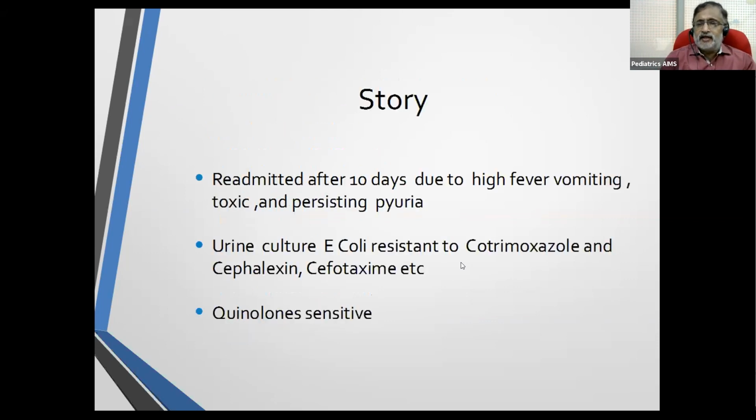Thank you so much, Dr. Shija. And the story continues. The same child was readmitted after 10 days due to high fever and vomiting. The child is very toxic and we found persistent pyuria. The urine culture result: E. coli, resistant to cotrimoxazole, cephalexin and cefotaxime, and quinolone is sensitive.